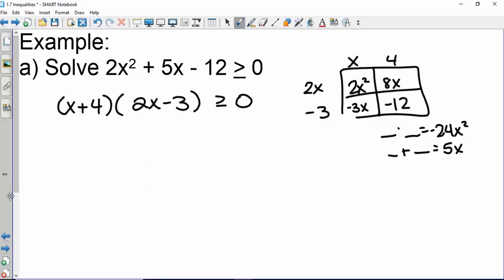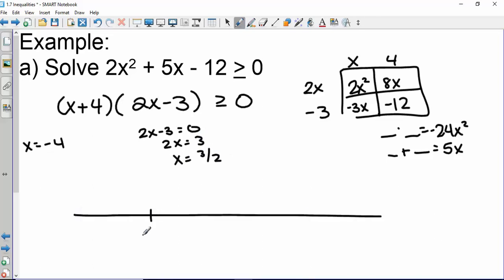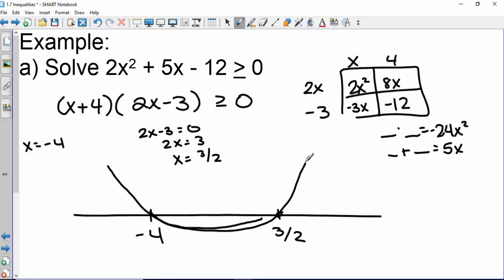We figure out what makes each of those 0. So x plus 4, that would just be -4. If you can't tell what makes 2x minus 3 equals 0, just write it out and solve it. So that's a +3/2. So those are the two numbers. -4 goes on the left. We had a +2x squared to begin with, so it's just a normal upward parabola, which of course you could confirm on your calculator if you needed to.